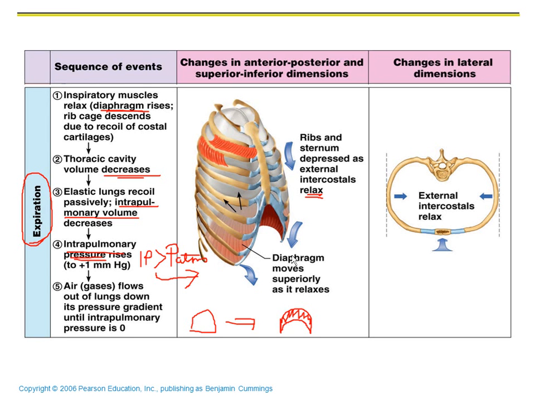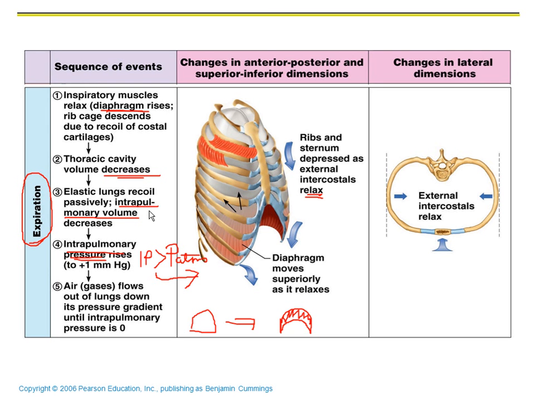Again, that's quiet expiration. So from the top, to exhale, you relax external intercostals and you relax the diaphragm. That decreases the volume of the thoracic cavity, which causes a decrease in intrapulmonary volume. As you decrease intrapulmonary volume, you increase intrapulmonary pressure, and the point at which intrapulmonary pressure becomes greater than the atmosphere, air leaves the body. So that's the story for breathing in and out quietly.